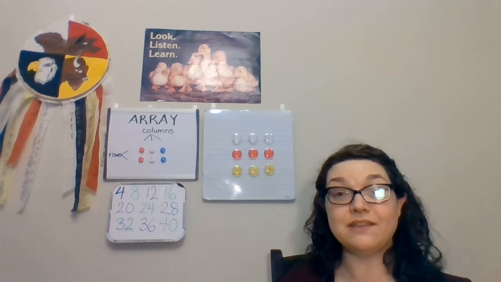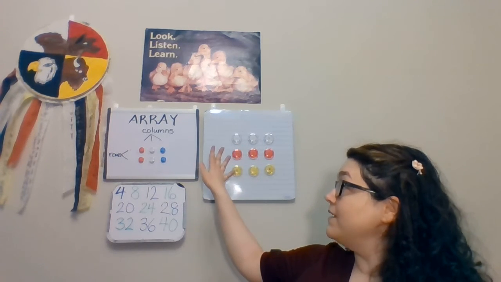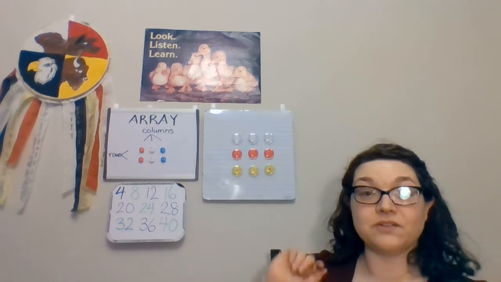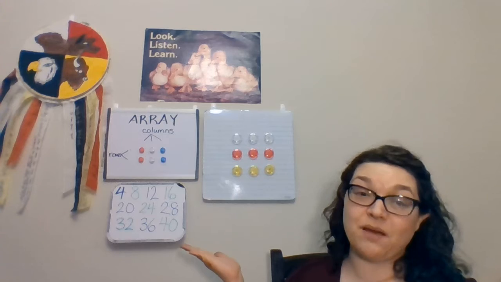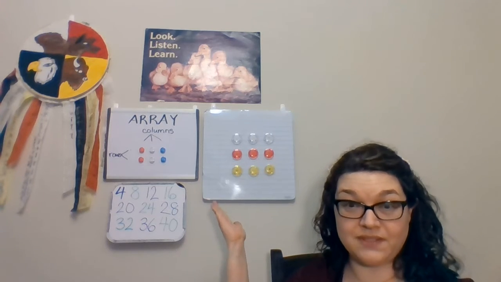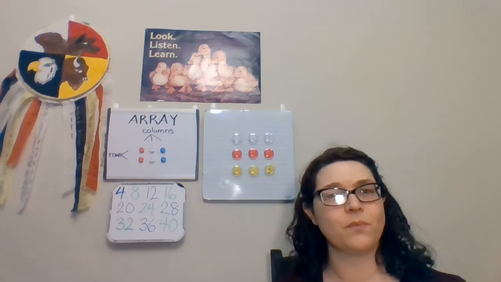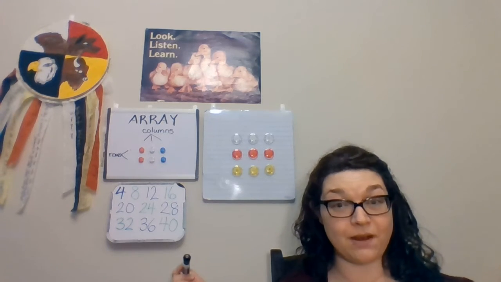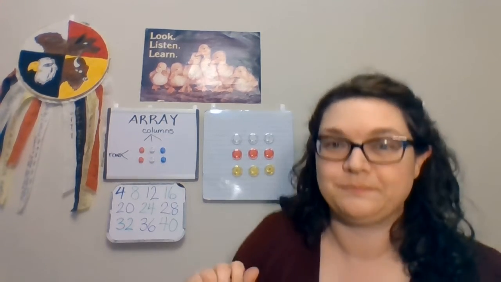All right, so let's use what we know about arrays, columns, and rows to figure out how many circles are here. Now you could just count by ones. There aren't a lot of circles there, that'd be fine. But come on, we're big kids. It's time for us to learn how to multiply. Let's use that to make our lives a little bit easier.